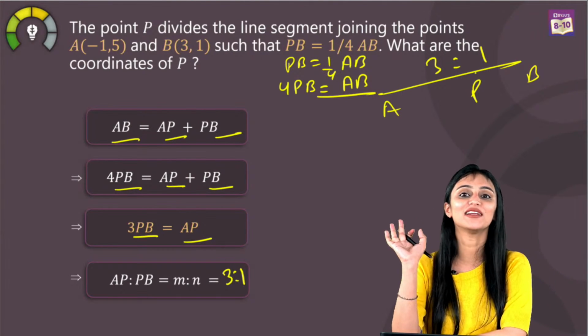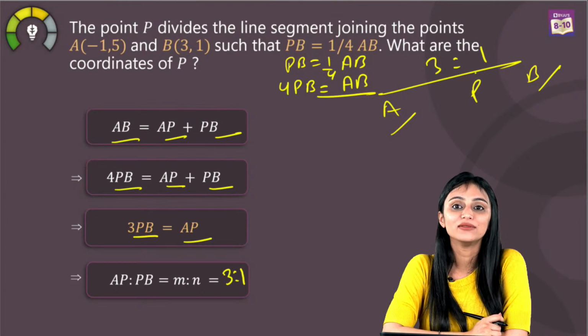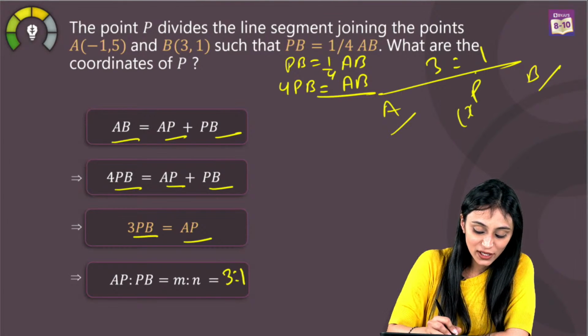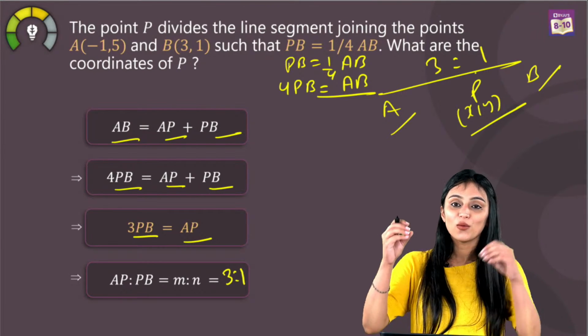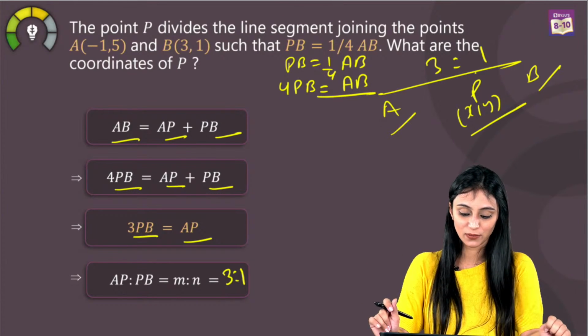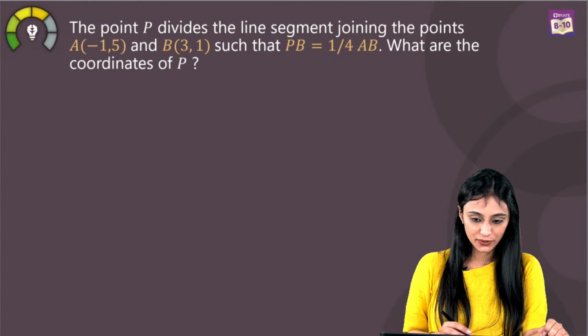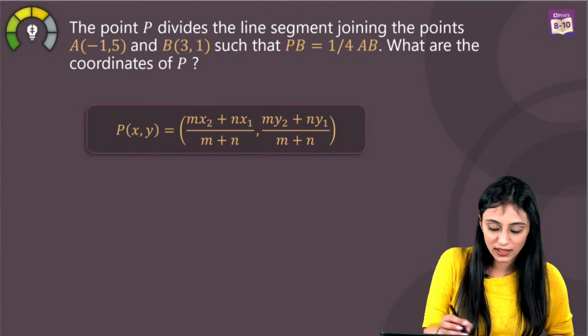Wow. So we have got the ratio. Now we have the ratio. We have the coordinates here. We have to find out the coordinates of P, right? So we just have to find out its coordinates. We can use the section formula for that, right? So let's find it out. This is the section formula that we have. Okay, let me write it down here.